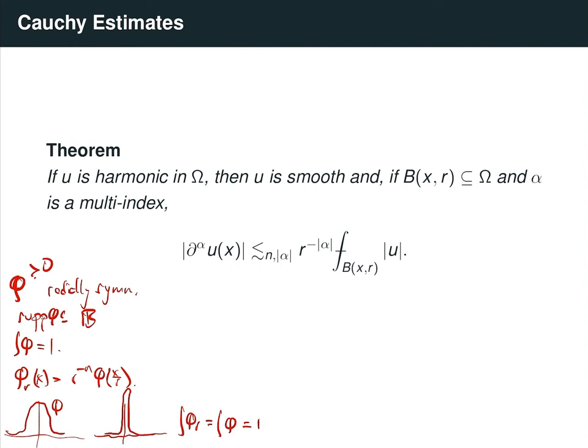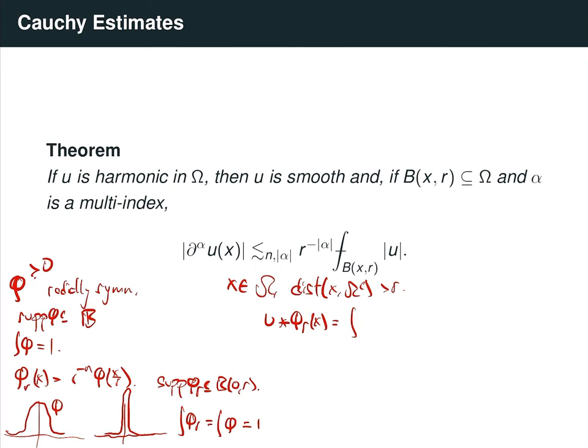Moreover, the support of phi_r is now contained inside the ball centered at 0 of radius r. I'll leave these facts for you to check. Now let's suppose we have a point x in omega, so that its distance to the complement of omega is bigger than r. If we look at u convolved with phi_r of x, notice that this is the same thing as the integral of u of y times phi_r of y minus x dy.